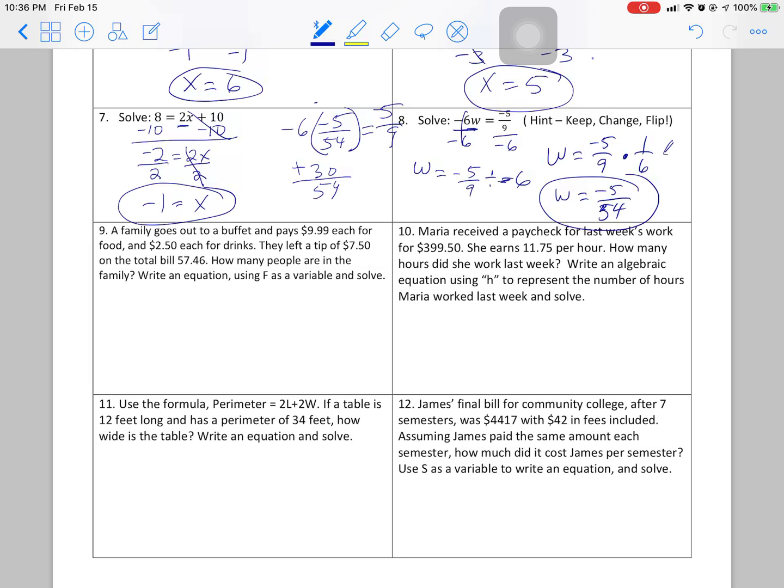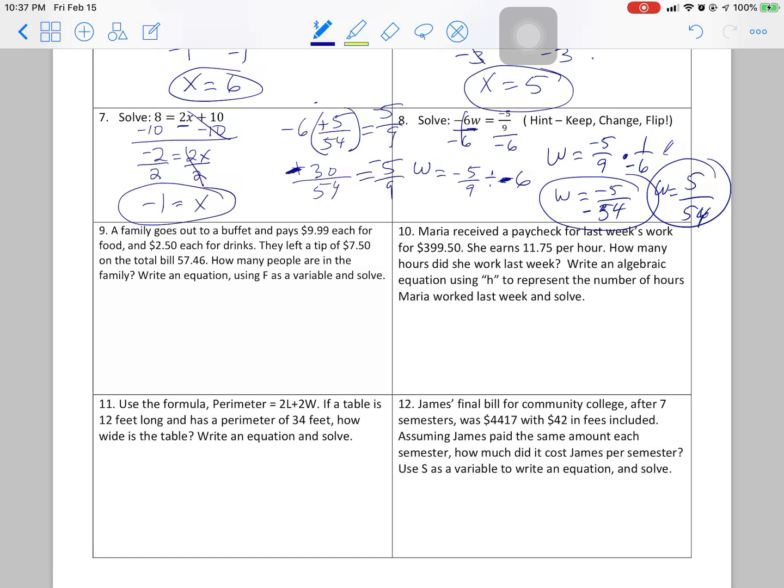Wait a minute, I did something. Oh, I dumped the negative. See this negative 6? I dumped the negative. See? You should check all the time. You should always check. So this was a negative, and I just left it off, which means this was a positive, which means this is a negative. There was no way that was going to reduce to a negative over there. Did I do that right on the key? Yep, I did it right on the key. Sorry. So this is actually w equals 5/54.